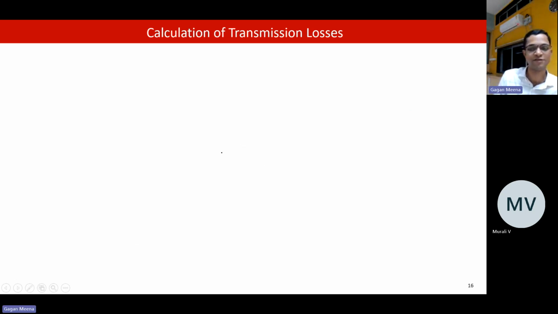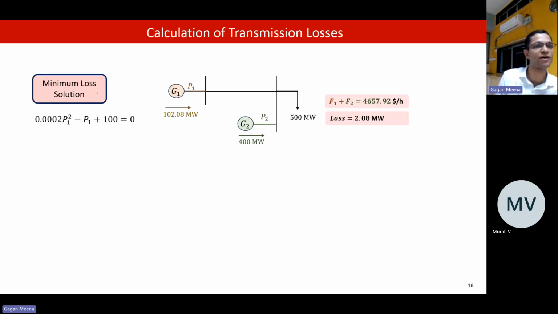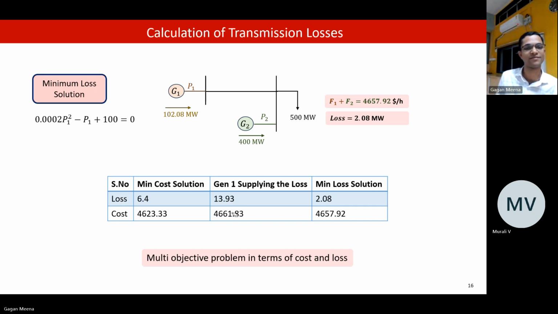And the last one is this minimum loss. If you want to get minimum loss, then we need to generate more from this. But in that case, cost can be more. Cost is higher than the minimum cost solution. Here I can compare the minimum cost solution and this minimum loss solution. So here loss is 6.4. Here loss is minimum, but cost is higher, while the cost in the other case is minimum.